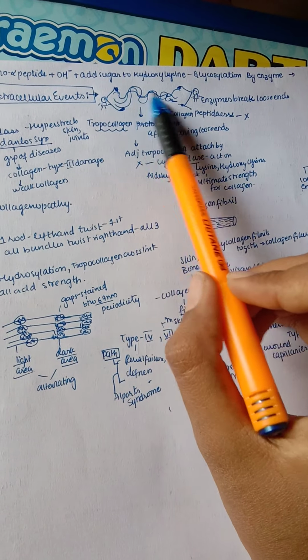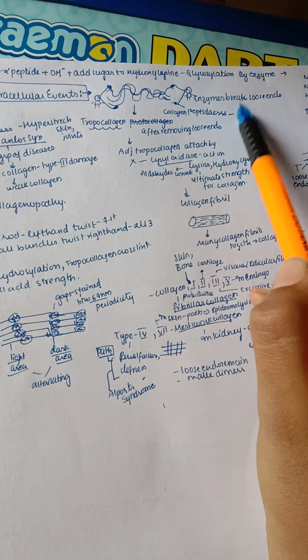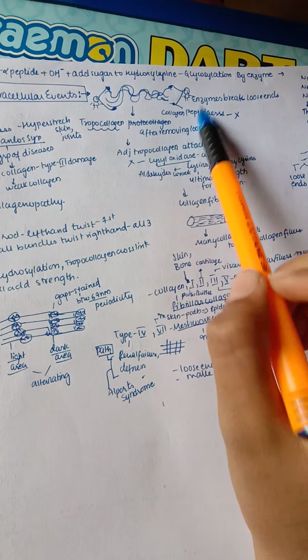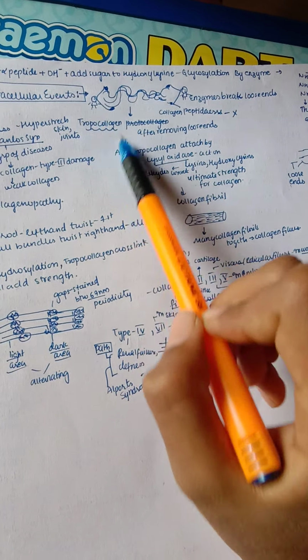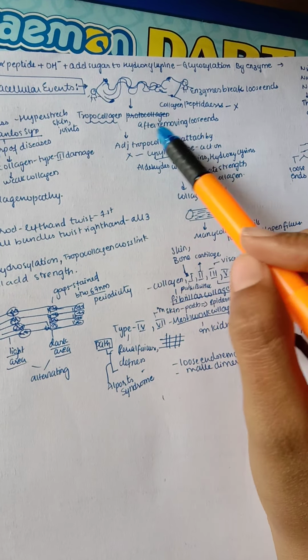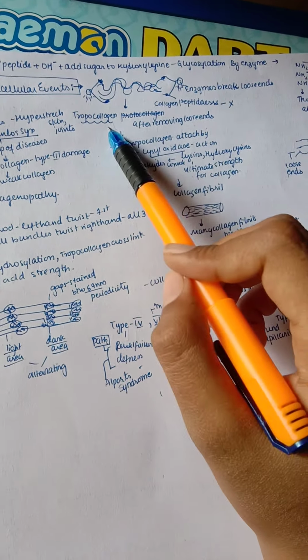So you can see here these loose ends are broken by enzymes, that is collagen peptidases, mainly breaking these loose ends, and it is now forming the tropocollagen. So this process is taking place outside the cell. The collagen, after removing the loose ends, is then known as tropocollagen.